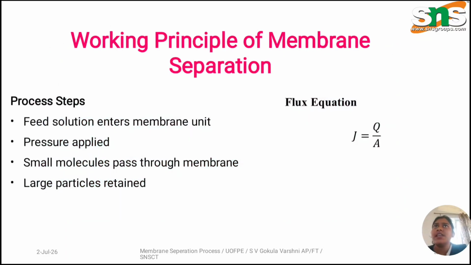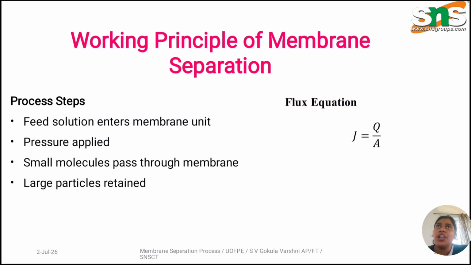Let us understand the working process step by step. First, the feed solution enters the membrane module. Next, pressure is applied using a pump. This pressure acts as the driving force for the separation. As the liquid flows across the membrane surface, small molecules such as water and dissolved salt pass through the pores. This filtered liquid is called permeate. Meanwhile, larger molecules such as protein, fat globules, microorganisms and suspended solids are retained. This concentrated stream is known as retentate.